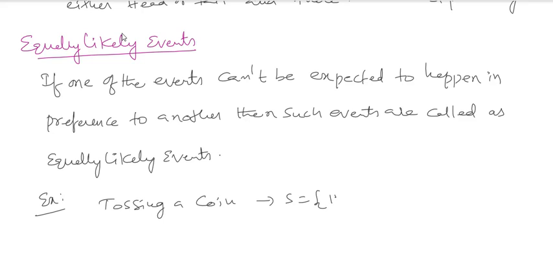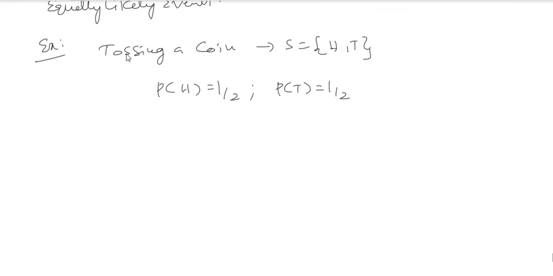Take an example. If I take tossing a coin only, I told you just now what the sample space is: getting head and tail. Can you tell me what is the probability of getting head, ma? You already know that probability of getting head is half, and probability of getting tail is also half. Both the cases are half only or not? Equally likely.